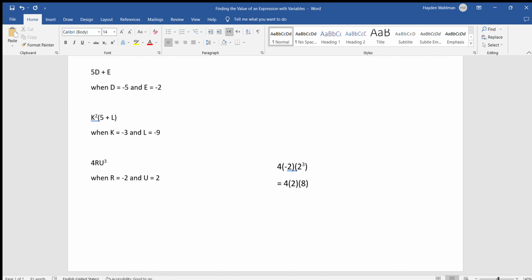And now we just go left to right. Oops, this is negative. Left to right, 4 times negative 2 is negative 8. And negative 8 times 8 is negative 64. So that's the answer. Okay?